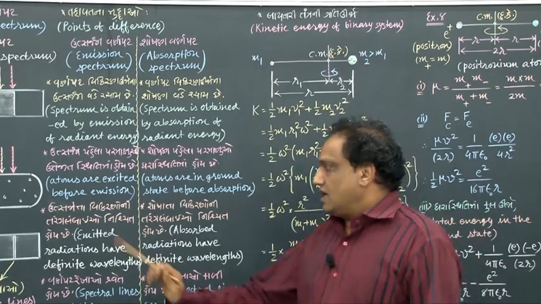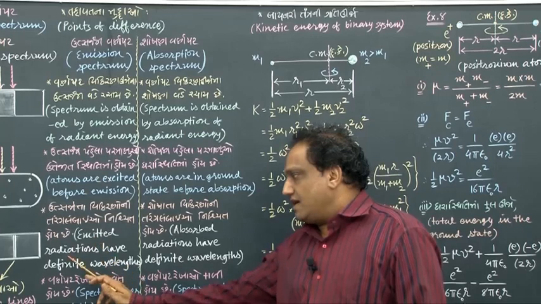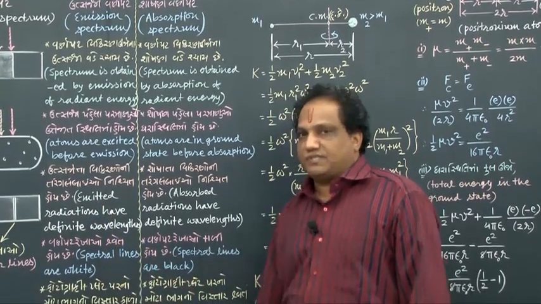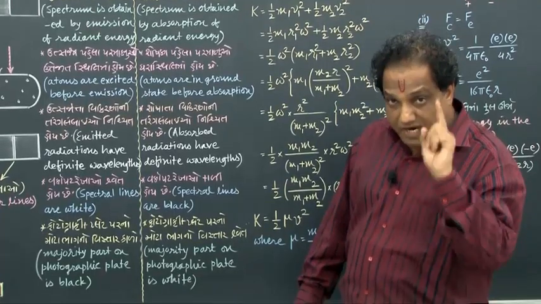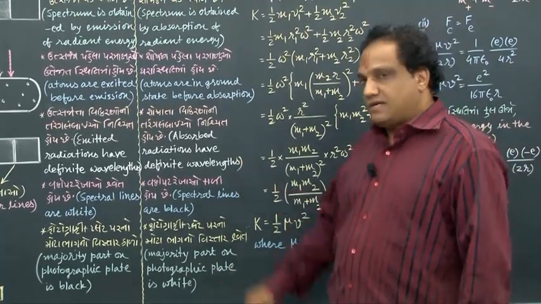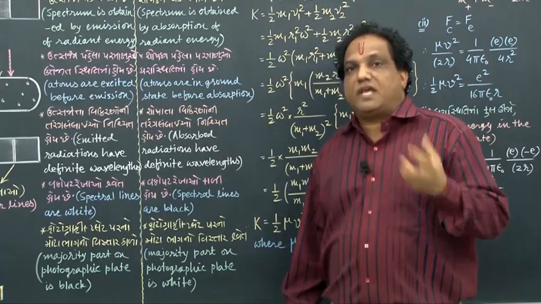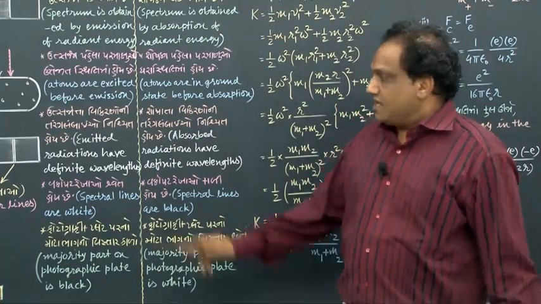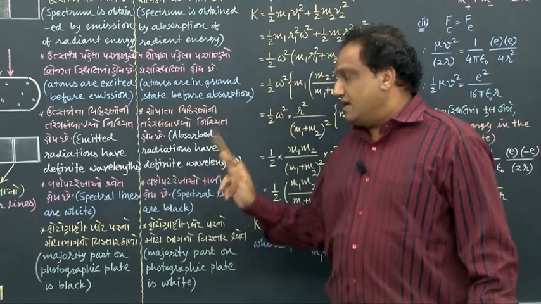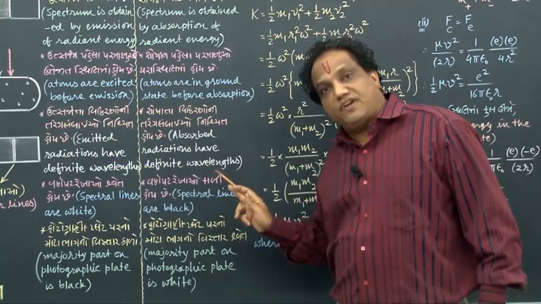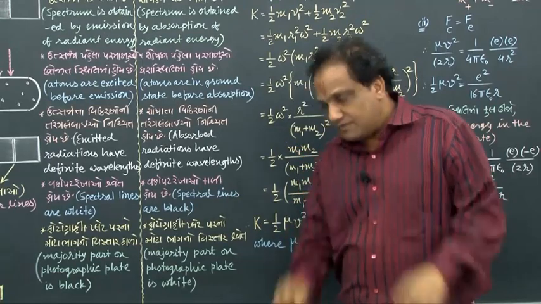Third point is this: emitted radiations have definite wavelengths. Here, definite wavelengths are possessed by emitted radiations, and here, absorbed radiations have definite wavelengths. Here, radiations with definite wavelengths are emitted. Here, radiations with definite wavelengths are absorbed.